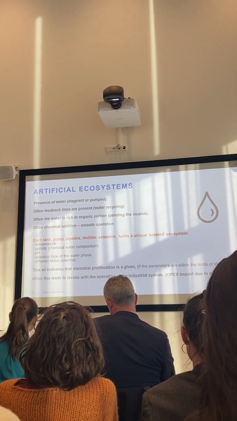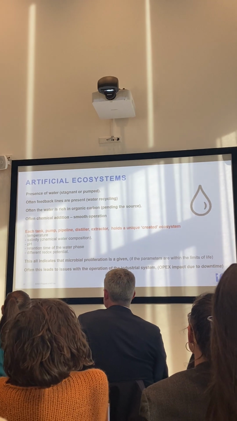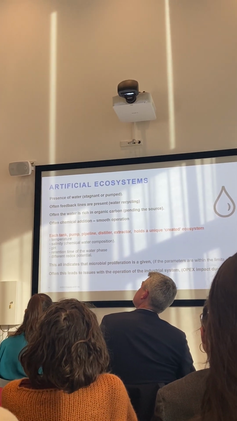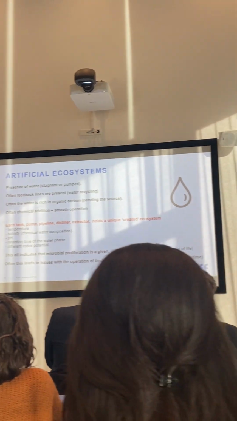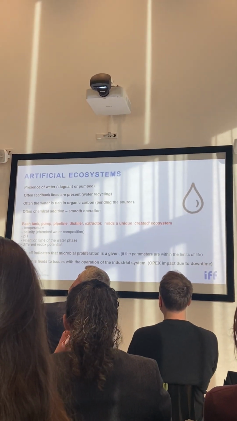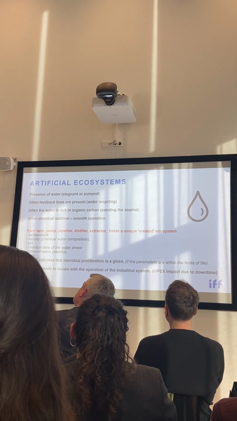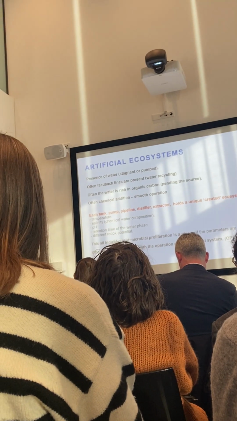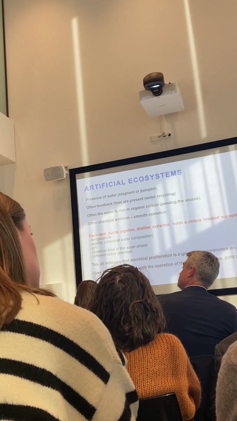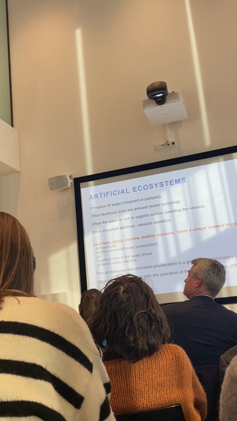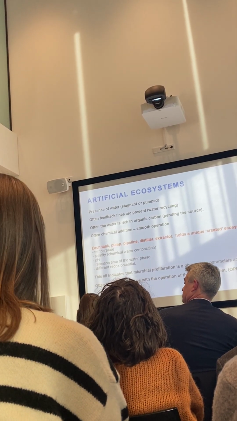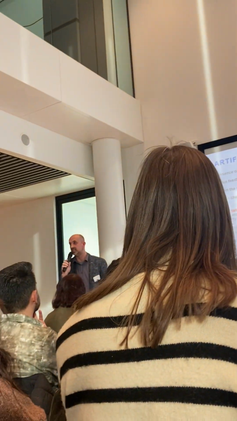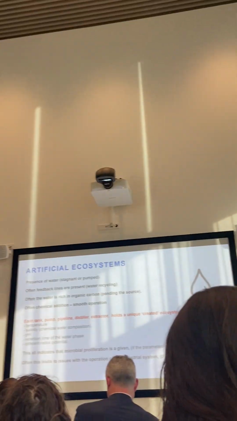And each of these tanks, pumps, pipeline, distillers, extractors, holds a unique created ecosystem that has its own parameters. Temperature, its own salinity, its own pH, retention time of a water phase, and often a different redox potential also. And this all indicates that microbial proliferation is a given if the parameters are within the limits of life, so between -17 and 121 degrees C and below pH 11, and if there's plenty of water. And this often leads to issues within the operation of the industrial systems, causing an OPEX hit, because a company has to take their factory out of operation for some time, and this is causing a cost for this company.